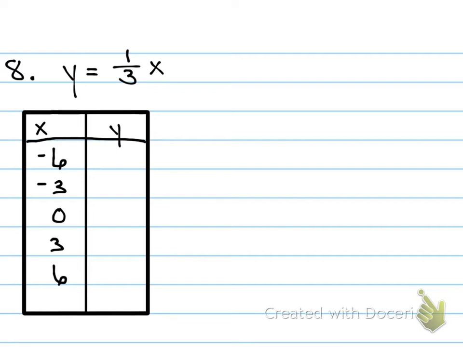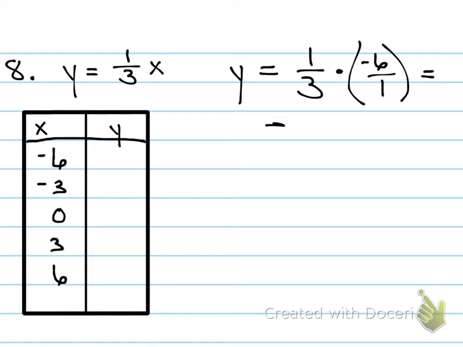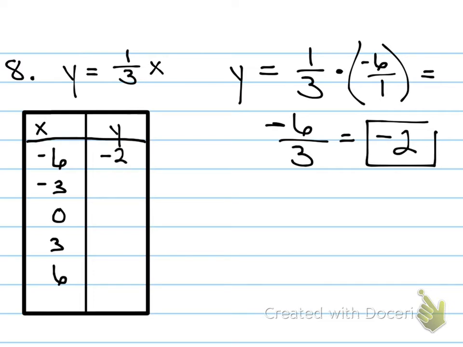All right? So, again, this is where your calculator really comes in handy. However, you don't necessarily have to use a calculator. You could do y equals 1/3 times negative 6, which equals negative 6 over 3, and that's negative 2. If you had a calculator, you could just put in 1/3 times negative 6, and it would give you negative 2. I want you to fill in the rest of your input-output table.